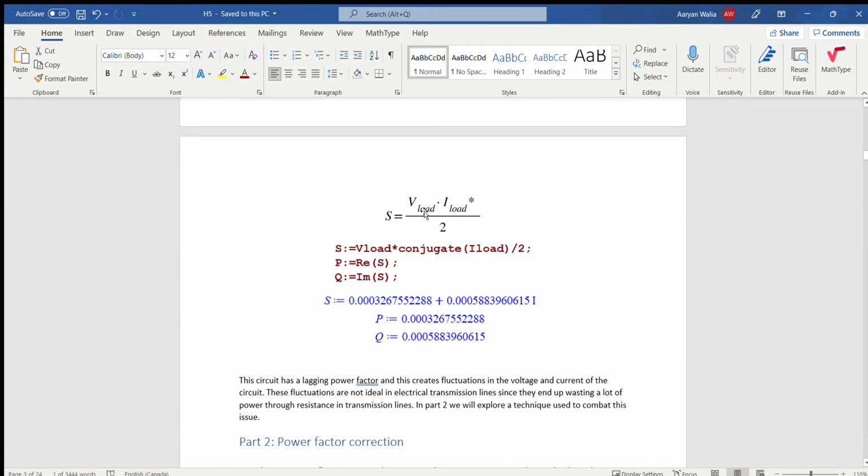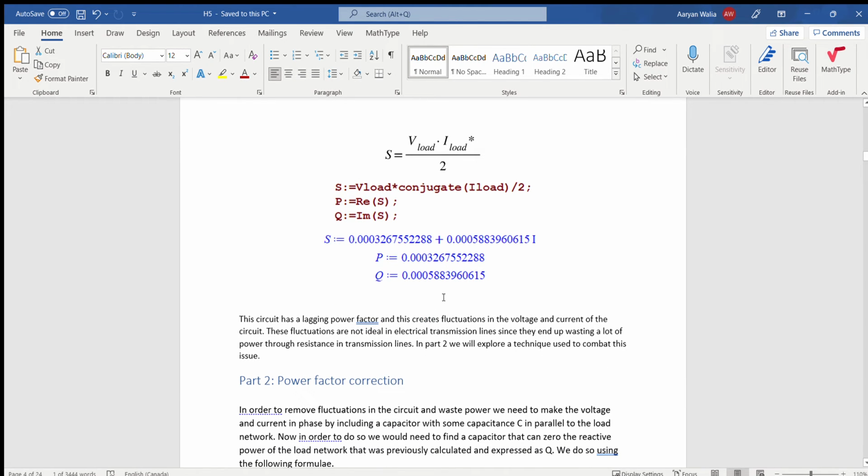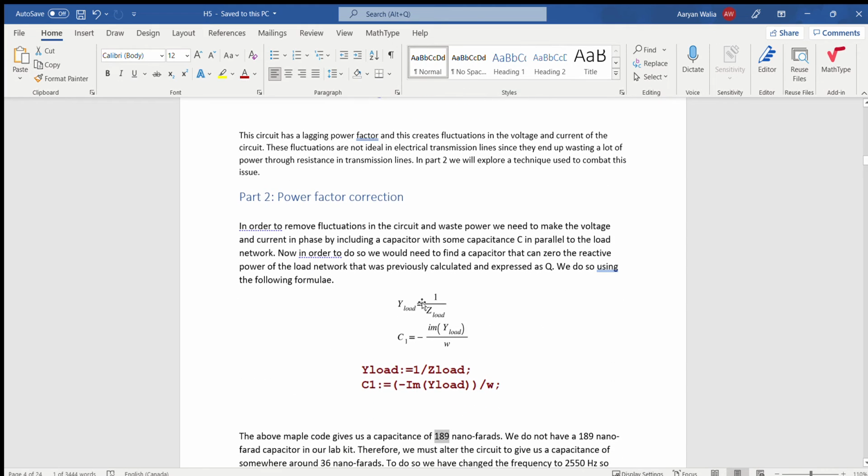We can use this formula to find the power, and then just take the imaginary part of it, and that is the reactive power. So right now it's positive, which means there's a backlog of power, and it's causing interference. So once we hook up the capacitor, we expect this to be equal to 0. So then we can do the power factor correction technique.